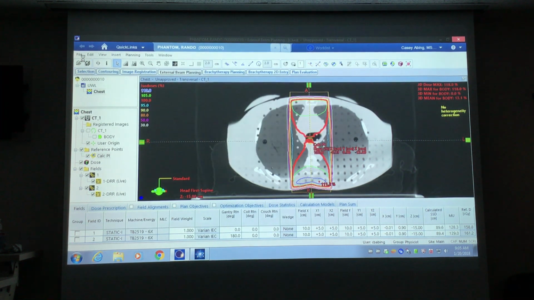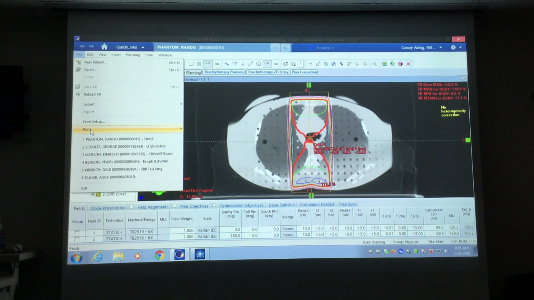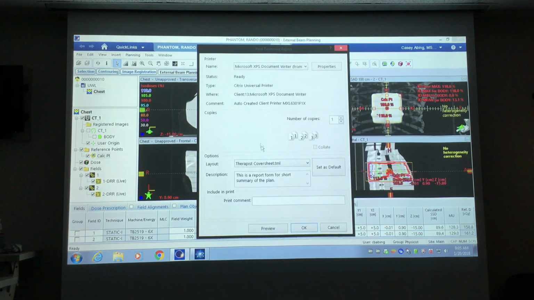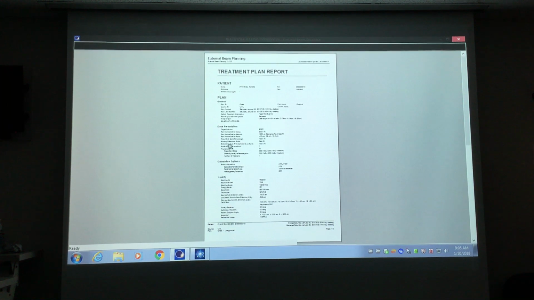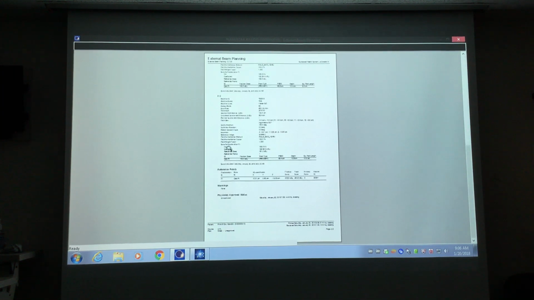Now, in modern planning systems, there's a report that gets printed. And in this report, they list most of the geometric descriptions for the machine. If you look at field 1 anterior, I have 6x for my energy. If I go to the next page, here, my calc point, the fractional dose at that calc point is 50%. I have equally weighted beams, which means that I have 100 centigray being delivered from this beam.